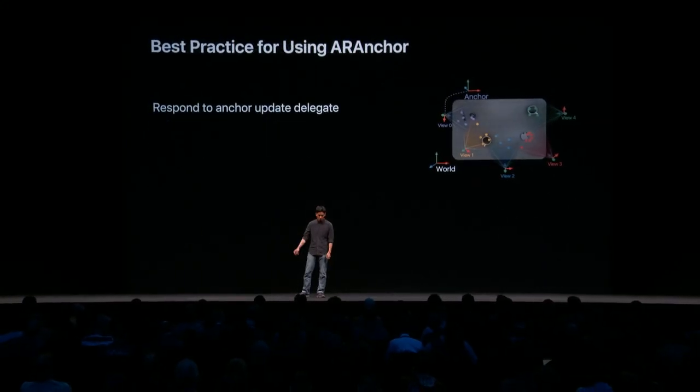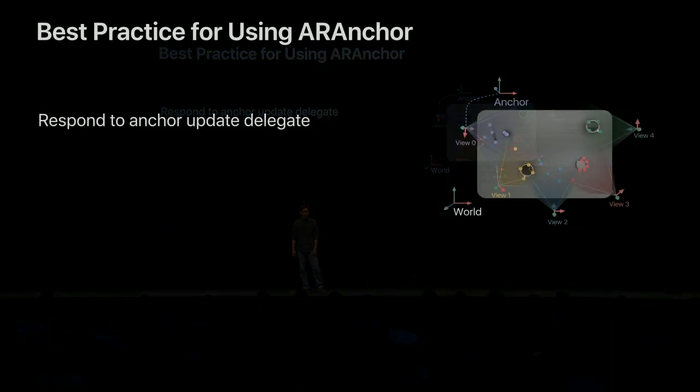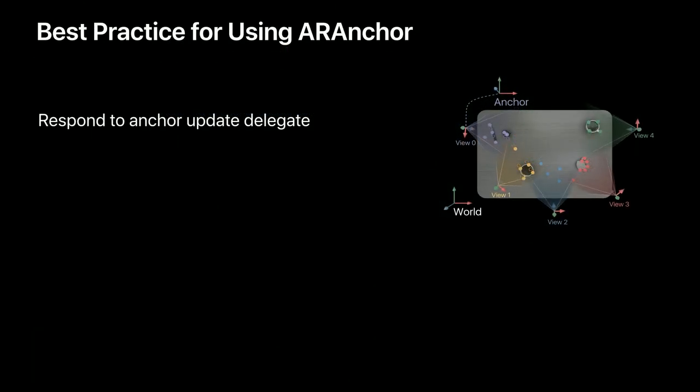With this knowledge in mind, let's look at our best practices for using AR anchors. First, always respond to the AR anchor update. As ARKit keeps exploring the map more and more, it will optimize the 3D landmarks' positions by fine-tuning the camera pose location. When that happens, your AR anchor position will change as well because it is attached to the view. So you need to react to those anchor update functions so you can change your virtual object position accordingly.